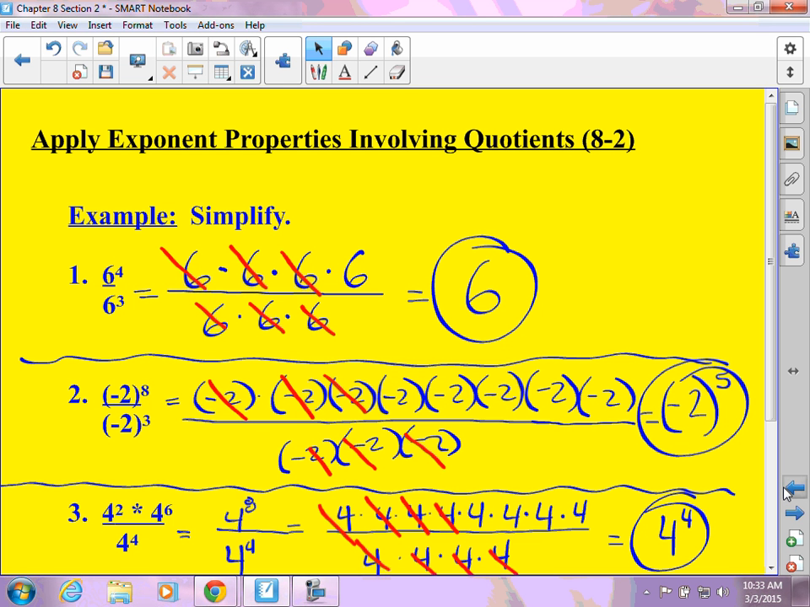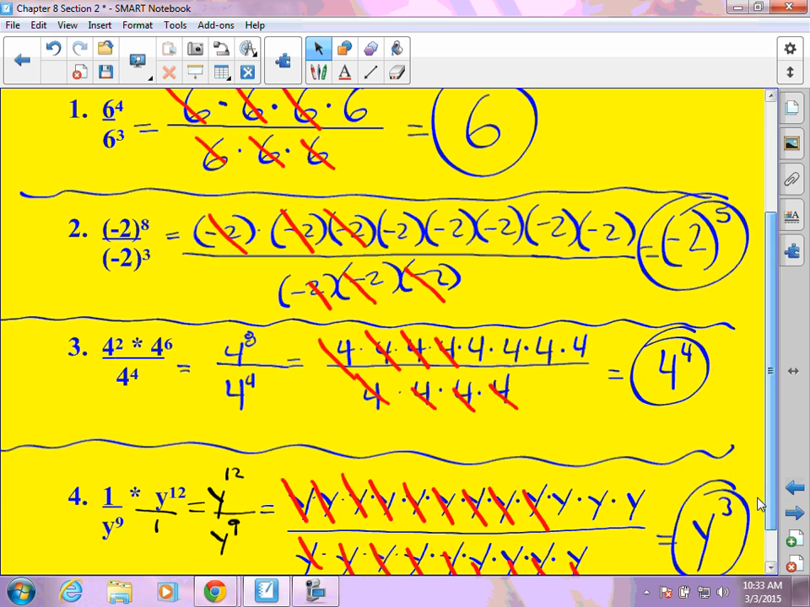Look at this next one, number 3. 4 to the second, 4 to the sixth, I added it, right? And then 8 minus 4 gives me 4. On number 4, I multiply it across, and I get y to the 12th over y to the 9th. I subtract them and I get y to the third. This is what it looks like when you actually do your assignment.